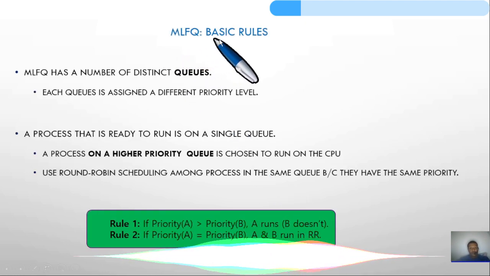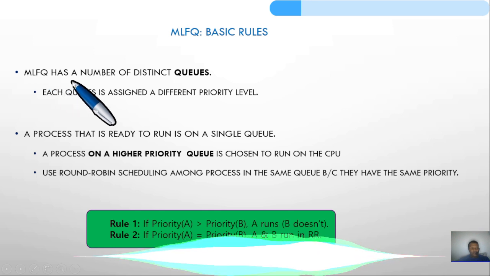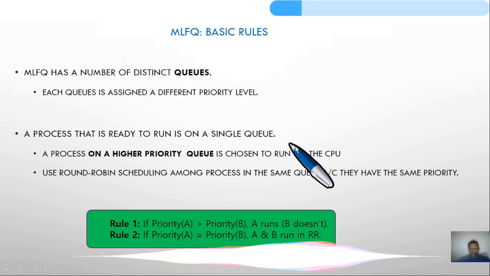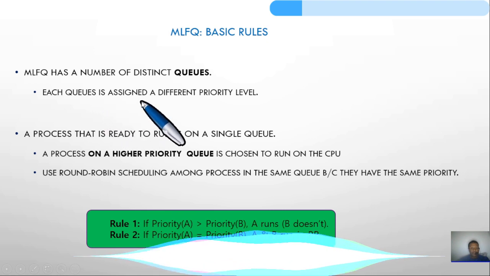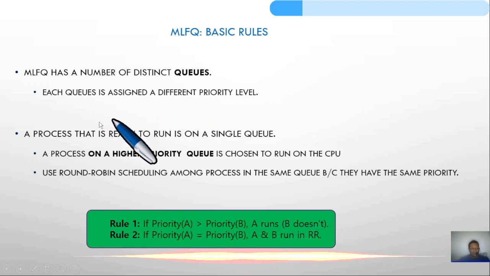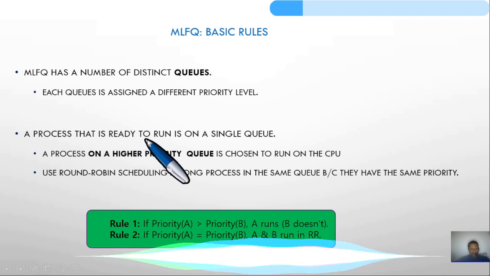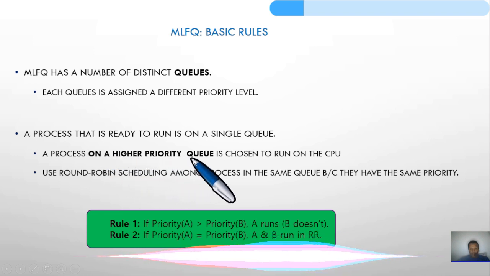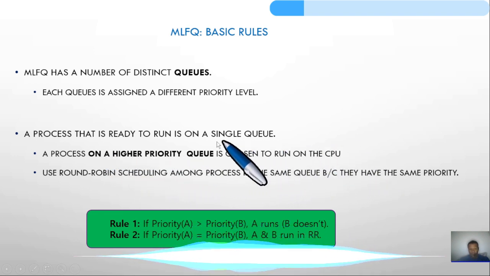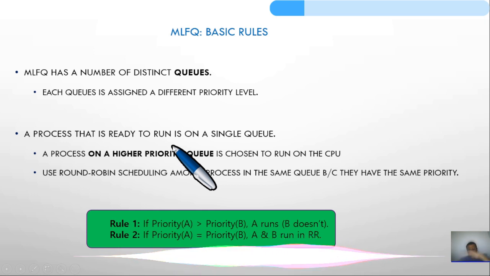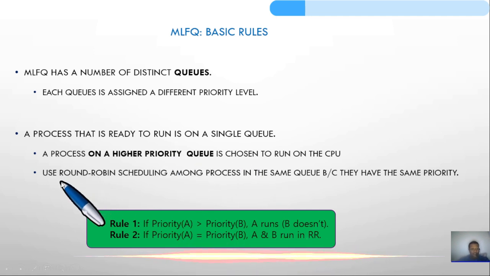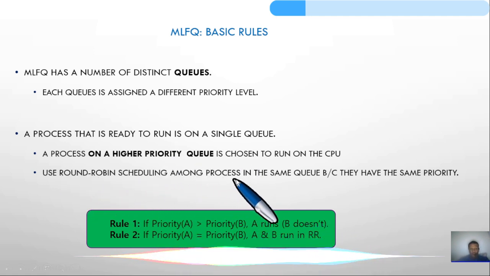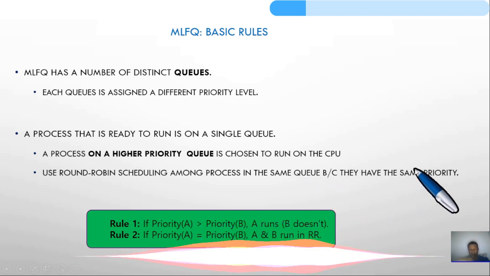So, MLFQ basic rules. MLFQ has a number of distinct queues. Each queue is assigned a different priority level. A process that is ready to run is on a single queue. Then a process on a higher priority queue is chosen to run on the CPU. So it has a lot of queues, and as per the priority, the CPU will be given. Use round robin scheduling among processes in the same queue, because they have the same priority. If two processes are in the same queue, then we will use round robin.